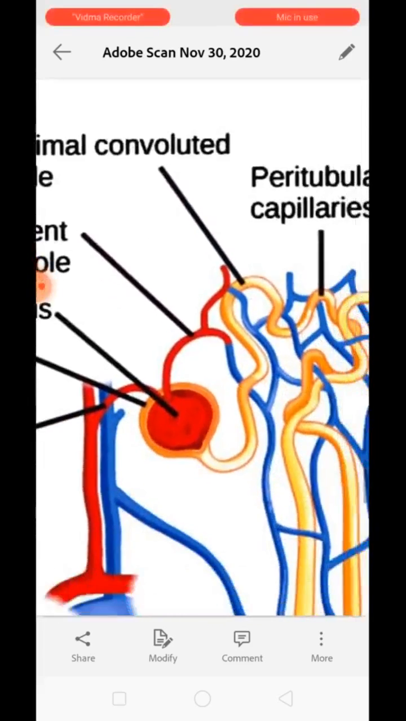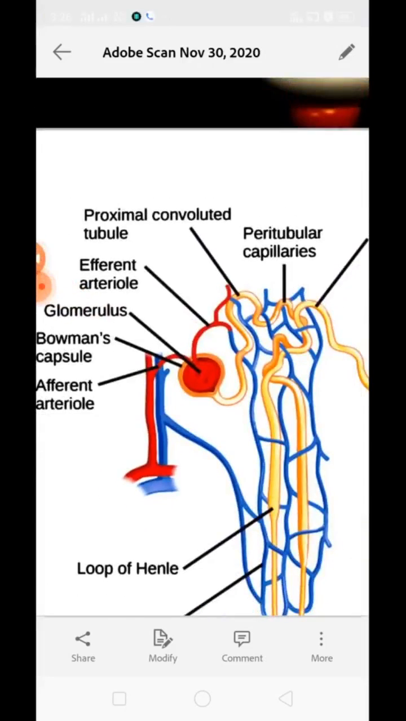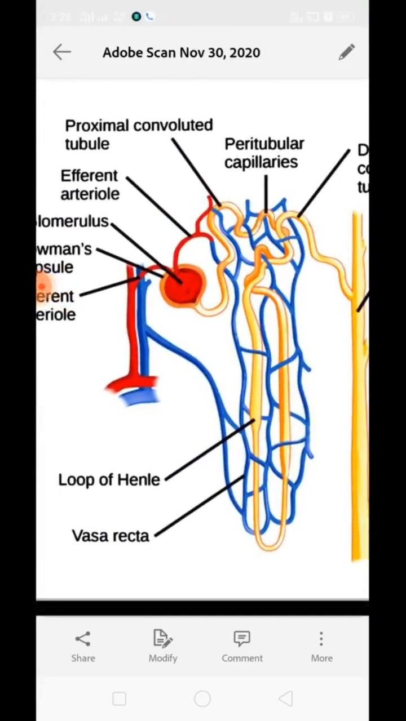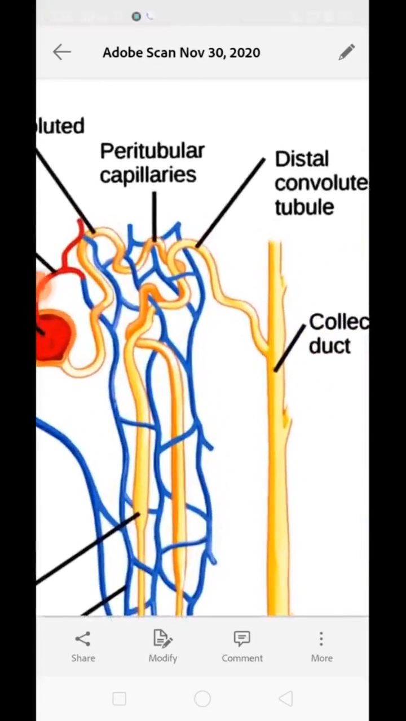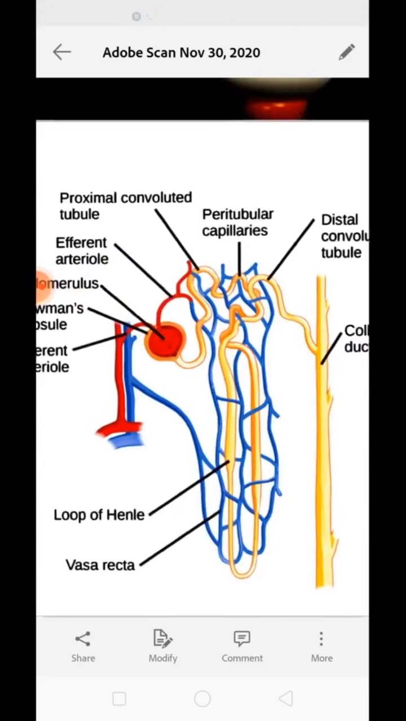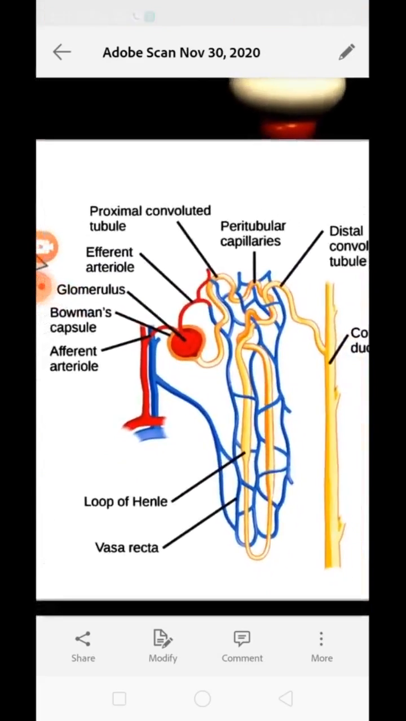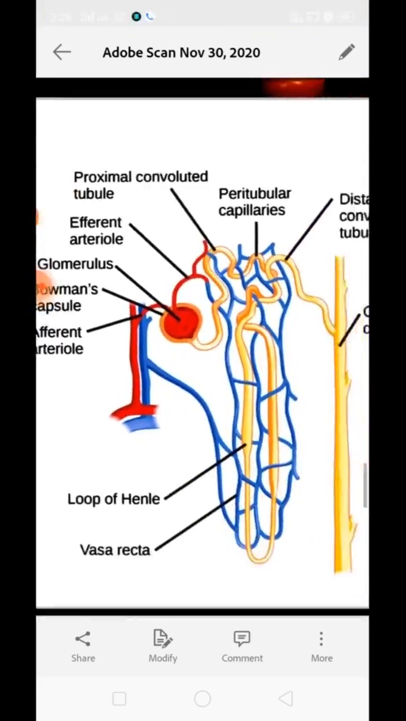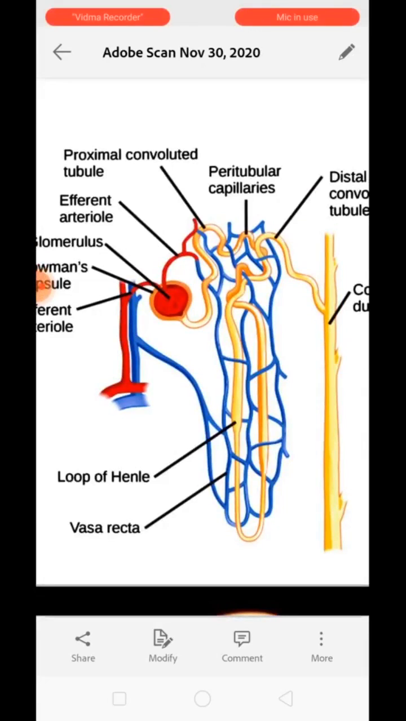This proximal convoluted tubule receives all the waste material. Later, the waste material passes through the loop of Henle and then to the distal convoluted tubule. What happens over here? From the blood capillaries present in the Bowman's capsule, all the waste material is released into the proximal convoluted tubule, and later it passes through the loop of Henle and then the distal convoluted tubule.